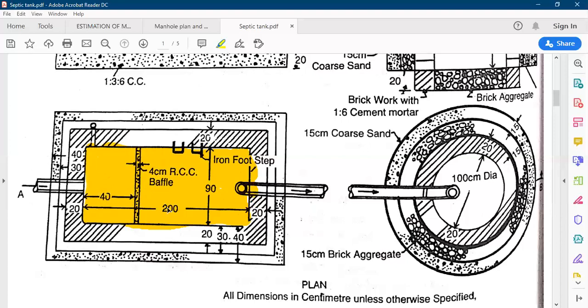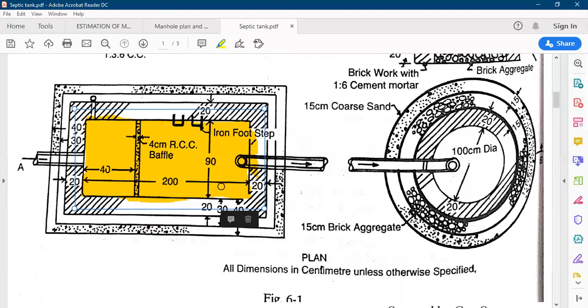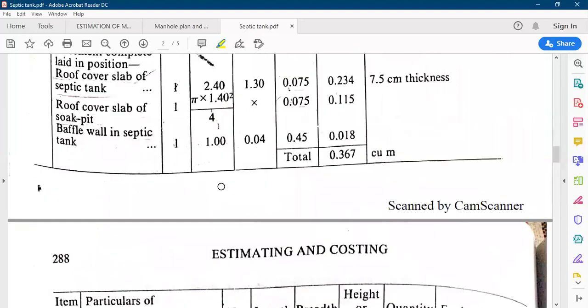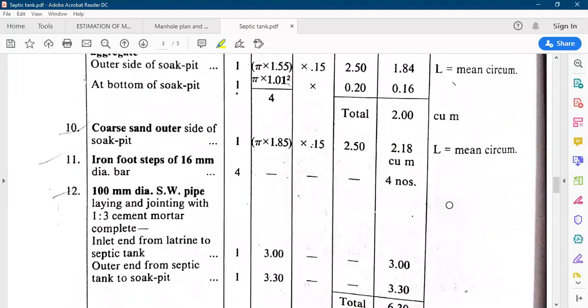This is the 200 centimeter, right? And width is 90 centimeter. The total area, 200 by 90 centimeter, is the total plastering at the floor of the septic tank. That is the plastering area they have calculated here, right?